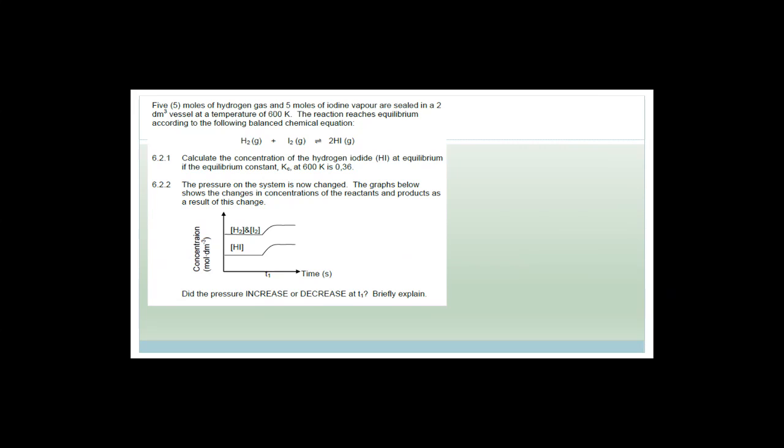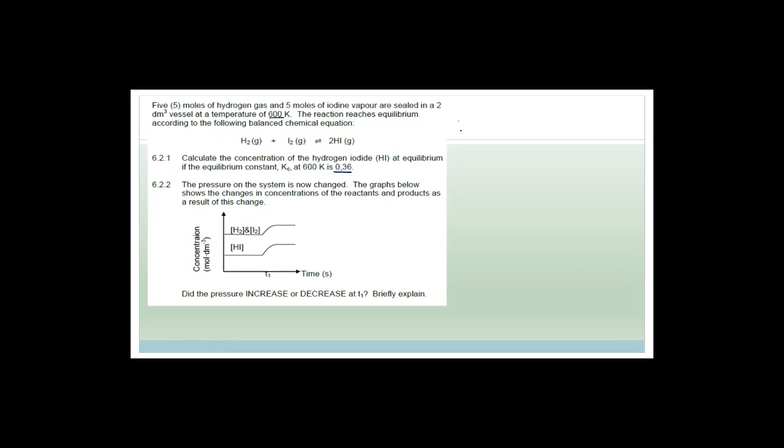Got 2 minutes. It says 5 moles of hydrogen gas and 5 moles of iodine vapor are sealed in a 2 decimeter cubed container at a temperature of 600 Kelvin. The reaction reaches equilibrium according to the following balanced reaction: H2 plus I2 gives you 2HI. Calculate the concentration of hydrogen iodide at equilibrium if the equilibrium constant at 600 K is 0.36. And then we've got a graph. Let's see what we've got.